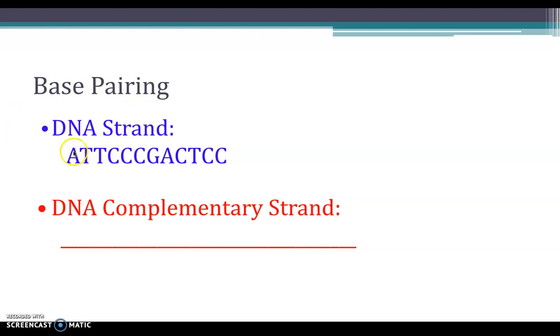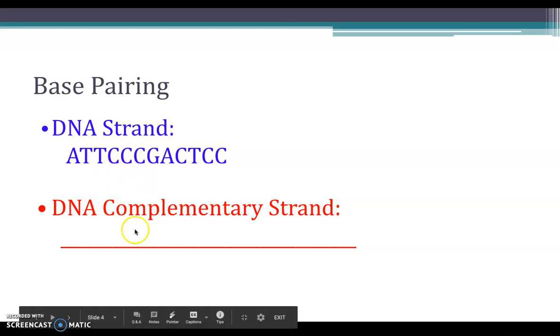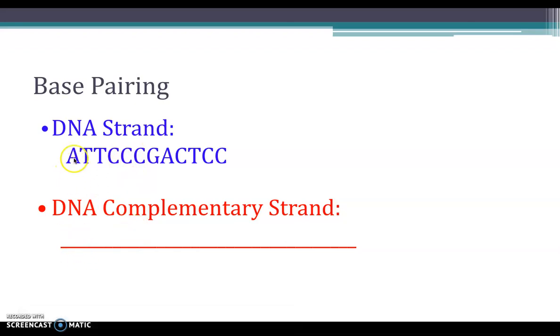So if I'm looking at a DNA strand that is A, T, T, C, C, C, G, A, C, T, C, C, if I were to ask you to write the DNA complementary strand, you guys know how to do that. You're simply just going to write it as the opposite base that would be on the other strand of that molecule. So the complementary strand: A would be T, complementary to T would be A, so it would be TAA, GGG, CTG, AGG. Make sense?